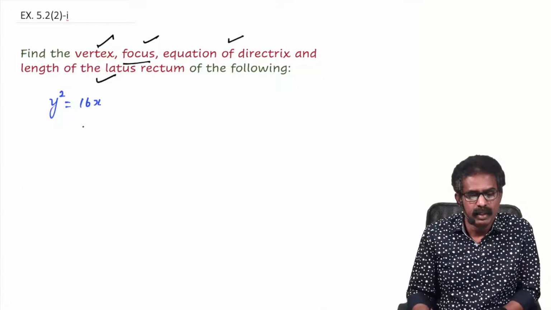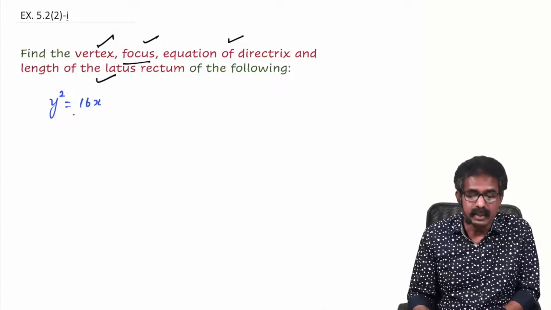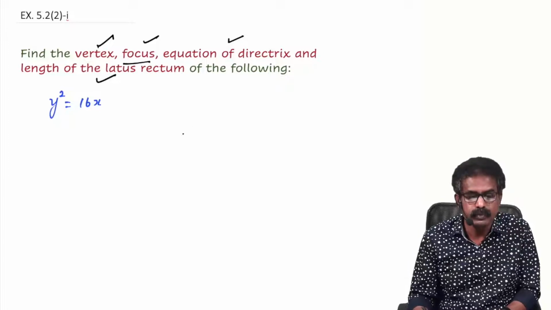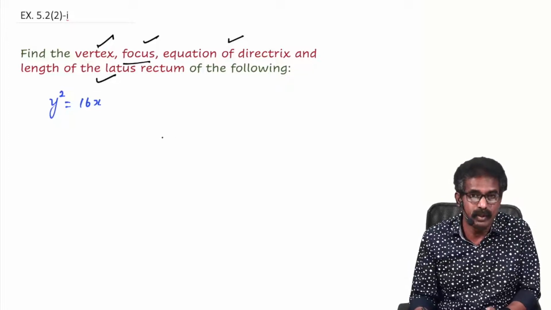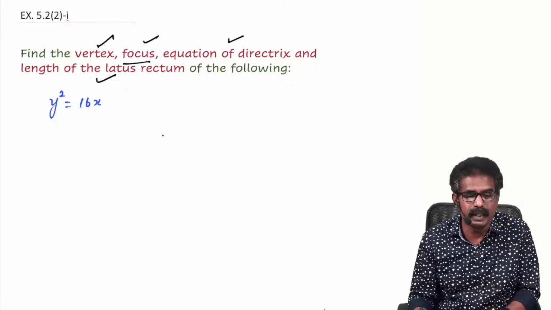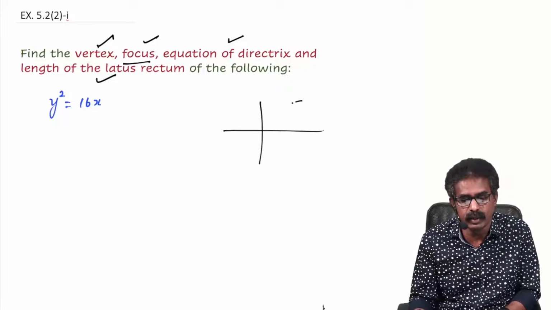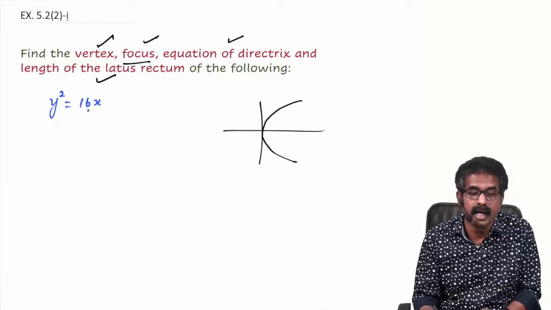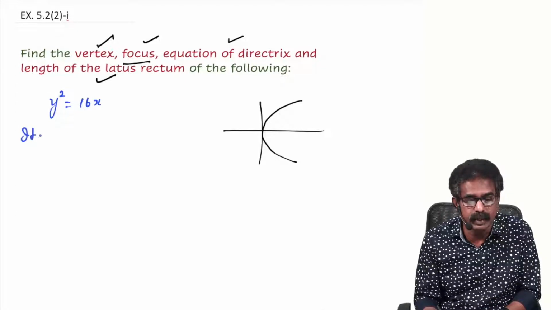See the question, y square equal to 16x. So which type? y square equal to 4ax type, right? So first type, open rightward, so the diagram will be like this. It is open rightward. First you identify which type it is, and write that first.